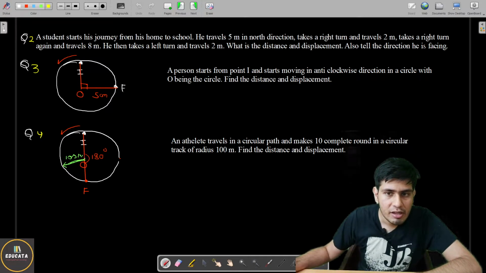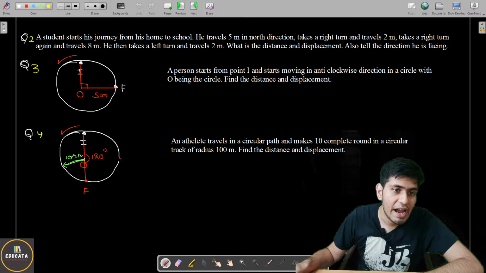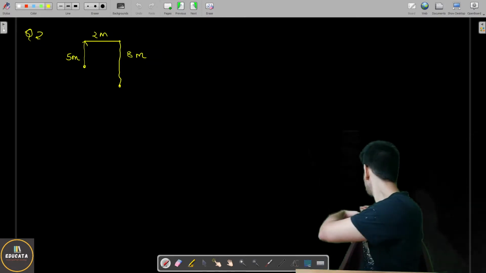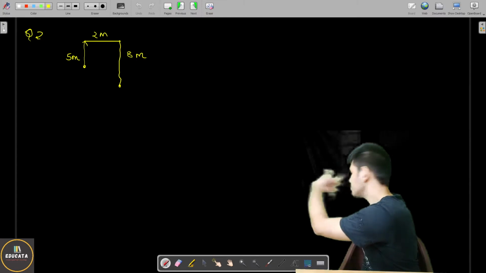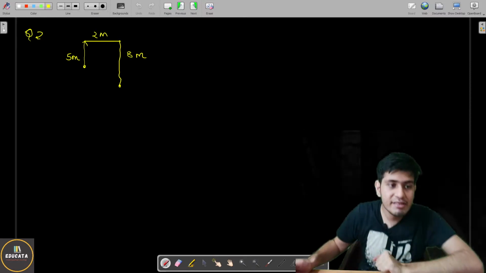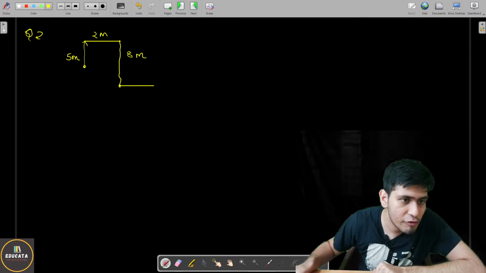After this, what will happen? He takes a left turn and travels 2 meters. See, he is facing something like this, means the left turn becomes this particular direction. He will be traveling in this particular direction for 2 meters. It is basically equal to 2 meters.